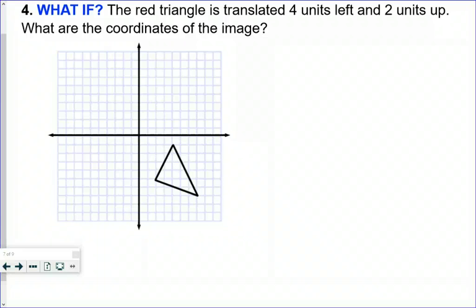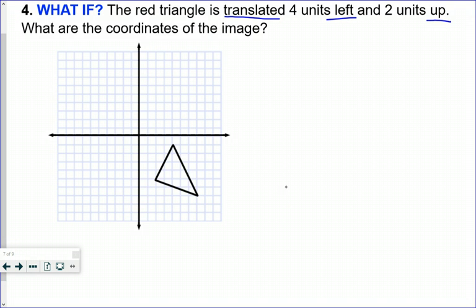So going back, when we went through the lesson, we stated that a translation, or translated, means to slide an object. So we're going to take it and keep it in its original form, but we're going to slide it to a new image. Now, some things to remember. What does left mean? And what does up mean?